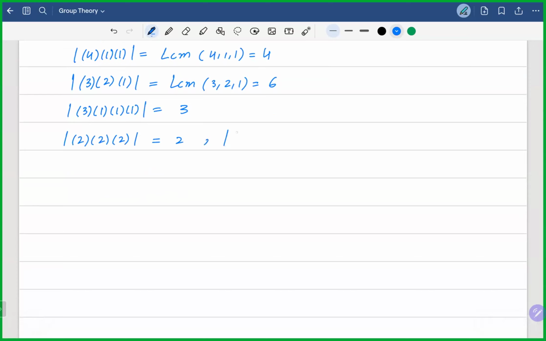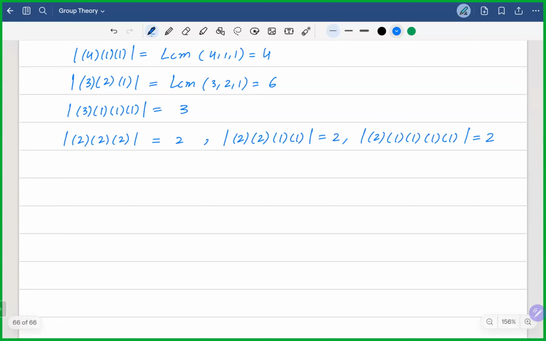Similarly, I can write 2 2 1 1, which is also order 2. Similarly, I can also write 2 1 1 1 1, which is order 2. And then finally, the last one has order 1, which is going to be the identity.